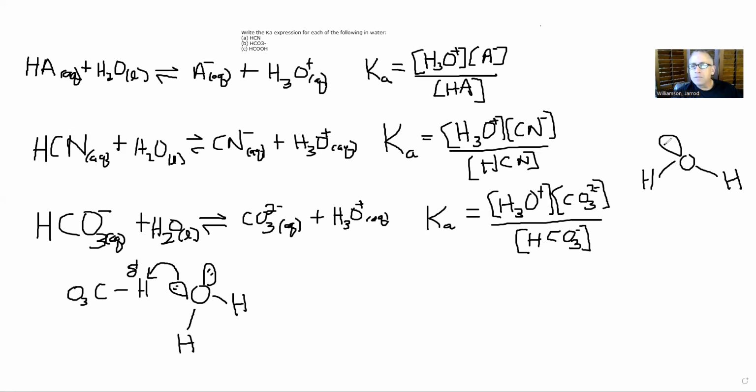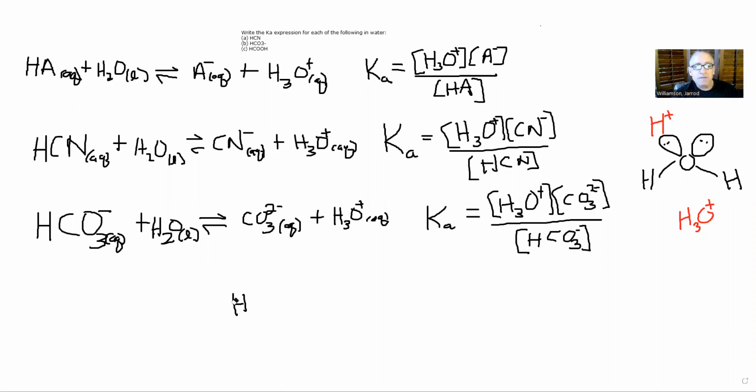Lone pair of electrons, lone pair of electrons, right? And then I've got my hydrogen with a plus charge. That came from the other molecule. So I'll put that there. That's what we mean by H3O plus. Okay. Let's do the next one.